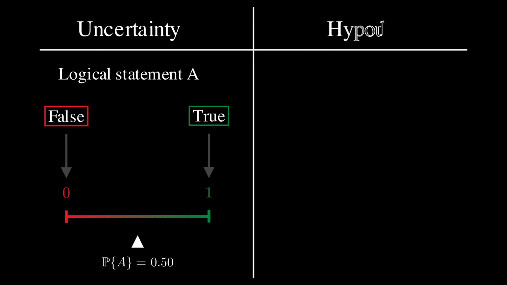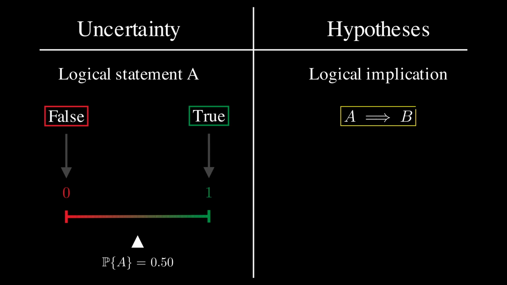The second way how probability theory is an extension to logic is in terms of hypotheses, that is, when you need to think about causes and effects. Mathematically, if the logical implication A implies B is correct, then we know that if A is true, also B is true. And likewise, if B is not true, you know that A is not true.